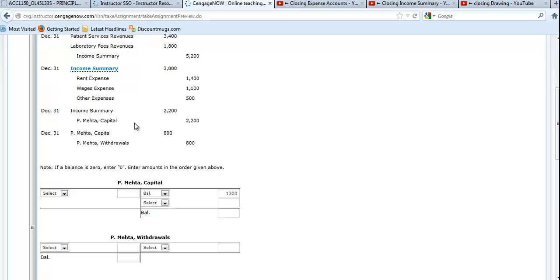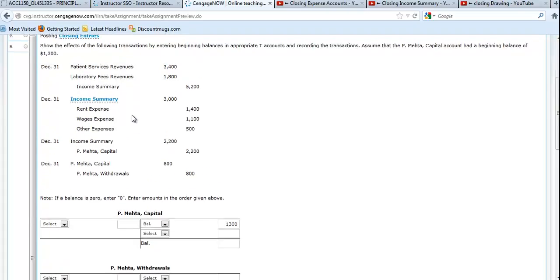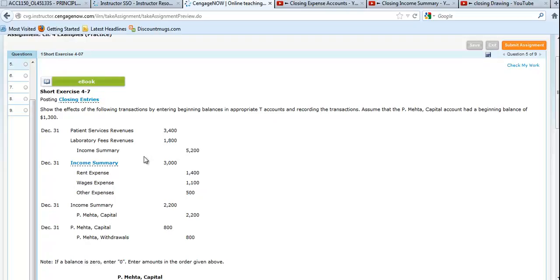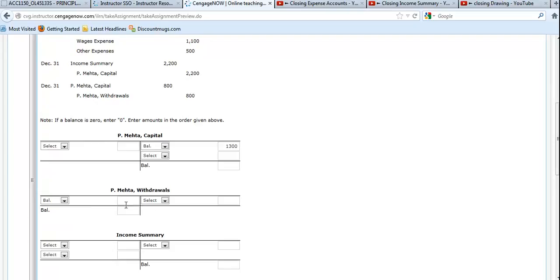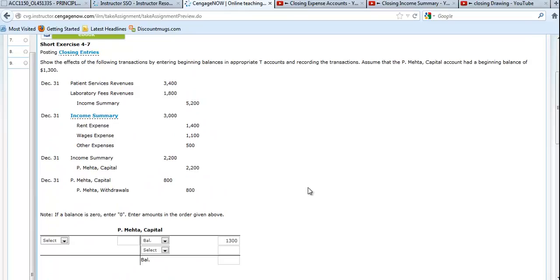Okay, so then I go up here and I look at my capital account. The fact that I credited my capital account there for $2,200 doesn't mean that was the balance of my capital account. That's just the amount I put in there after steps 1 and 2. If you scroll up here just a little bit, it says that beginning capital had a balance of $1,300. So here's my balance, $1,300 in my capital account. Then in the next step, I credited drawing for $1,800. So that means my drawing had a beginning balance of $800.